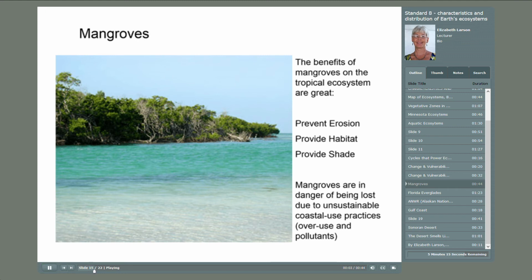This slide is showing us a picture of mangroves. A mangrove is a sub-ecosystem within a greater tropical ecosystem. It's both coastal and aquatic, as well as terrestrial. The benefits of mangroves on the tropical ecosystem are great. They prevent erosion. They provide habitat for both terrestrial as well as aquatic animals. And they provide shade, again, for both terrestrial as well as aquatic animals. However, mangroves are in danger of being lost due to unsustainable coastal use practices.